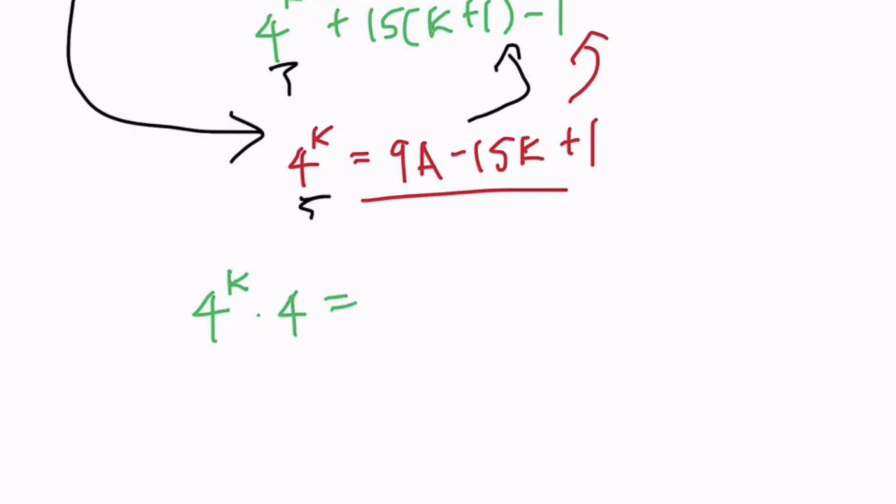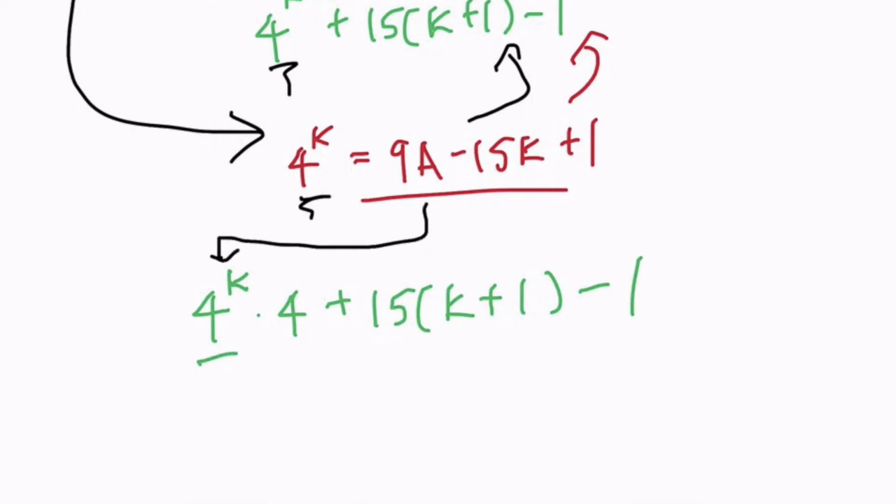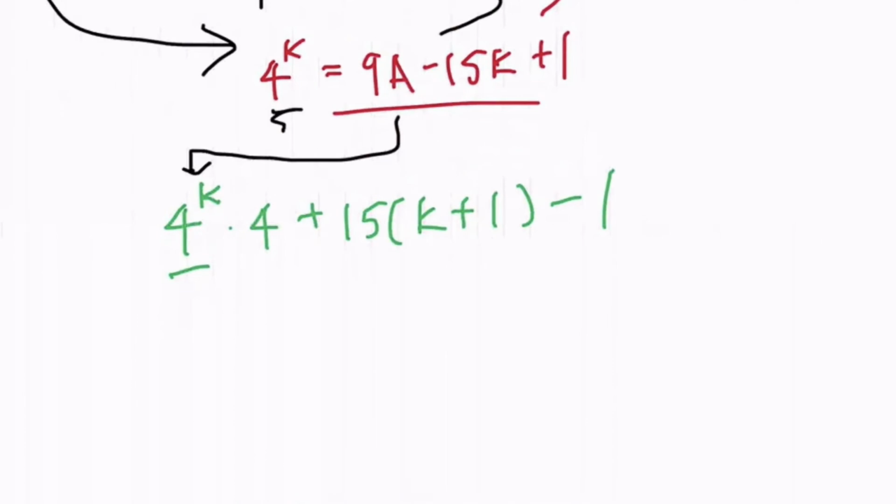4 to the k times 4 plus 15k plus 1 minus 1. And in order to get rid of this exponential term, I'm just going to borrow the equation that we used here and resubstitute it in. So doing that, I'll write that one term in a different color. We get 9a minus 15k plus 1. So that's the term we substituted in.